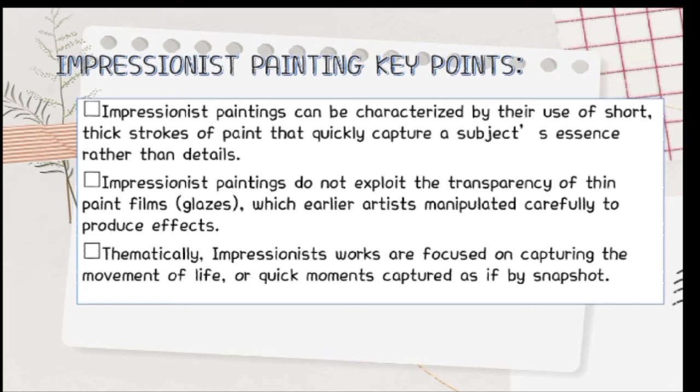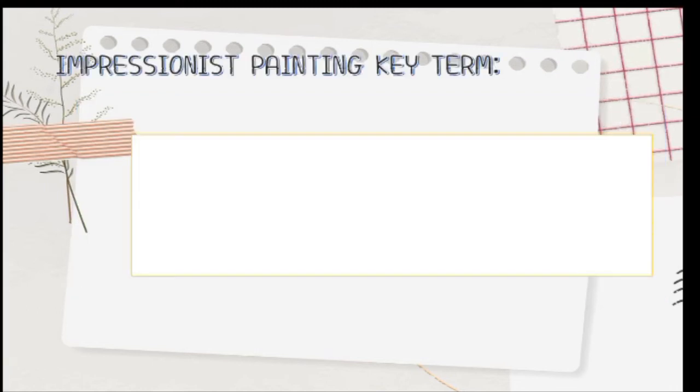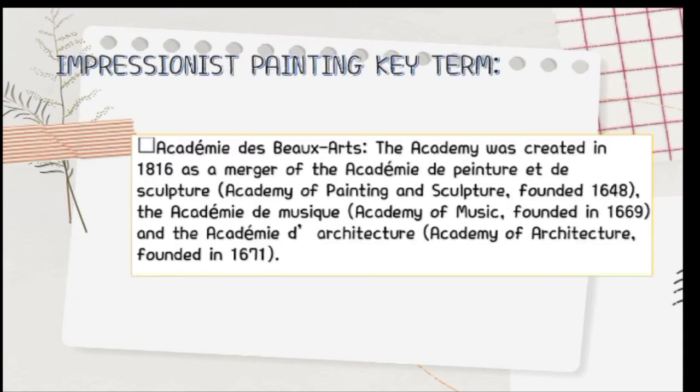Académie des Beaux-Arts. The Academy was created in the 1860s as a merger of the Académie de Peinture et de Sculpture, or Academy of Painting and Sculpture, founded 1648. The Académie de Musique, or Academy of Music, founded in 1669.